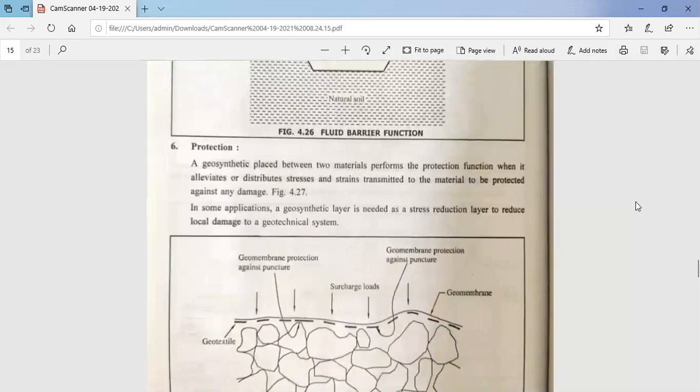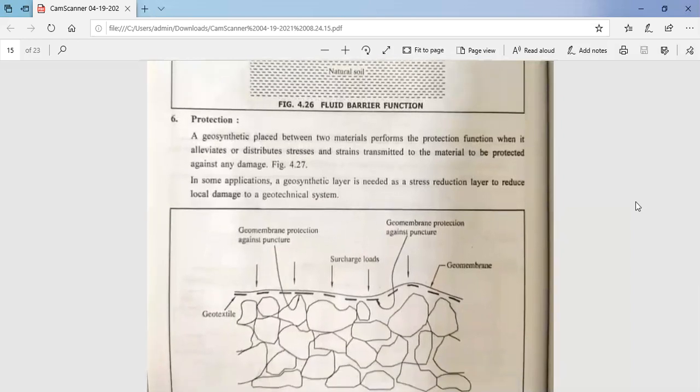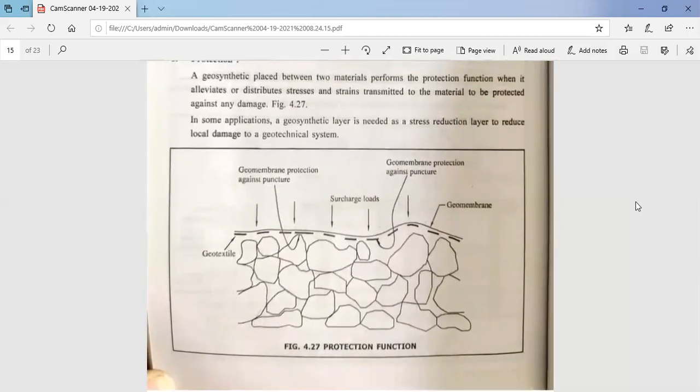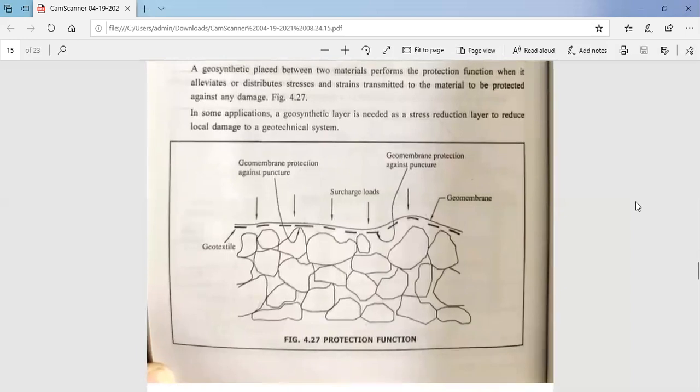The next is protection. A geosynthetic placed between two materials performs the protection function when it alleviates and distributes stresses and strains transmitted to the material to be protected against any damage, as you can see in this figure. In some applications, a geosynthetic layer is needed as a stress reduction layer to reduce the local damage to the geotechnical system.